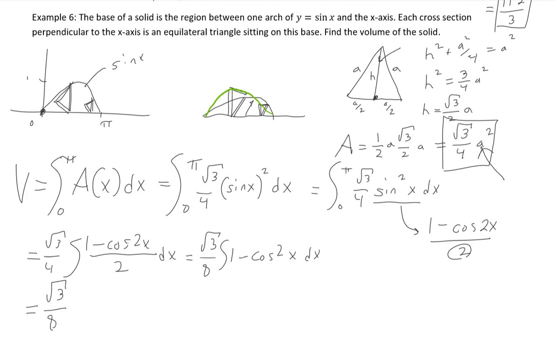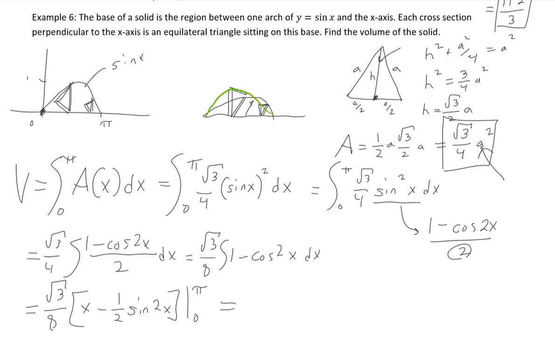Root 3 over 8. The inside 1 is just going to be a simple x. And then here, if you want to use u substitution on cosine of 2x, you may, by just substituting 2x as u, and then the outside would be 1/2. So you get minus 1/2 sine of 2x. And this going from 0 to pi.